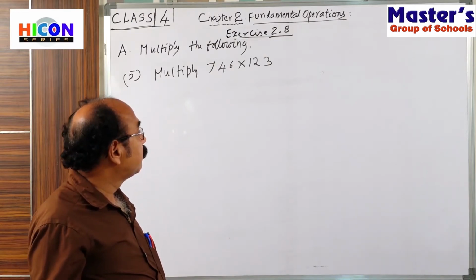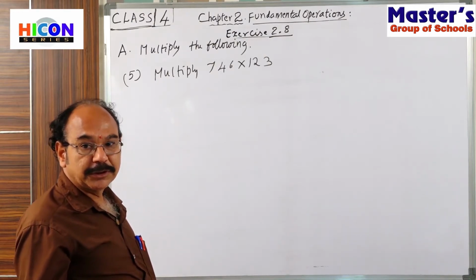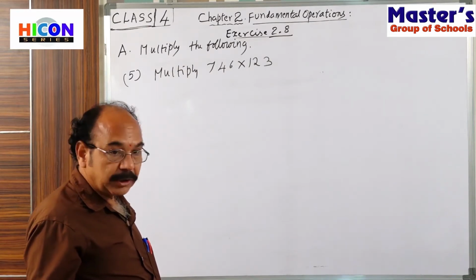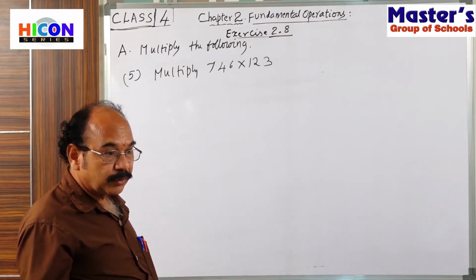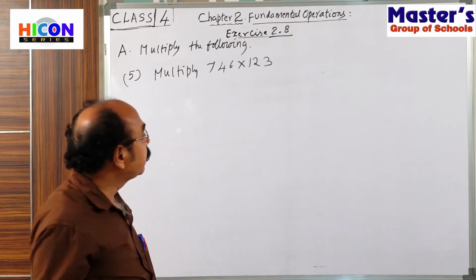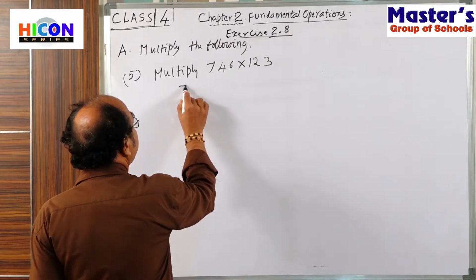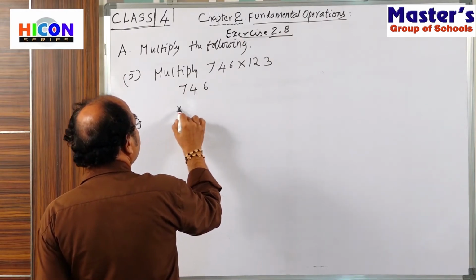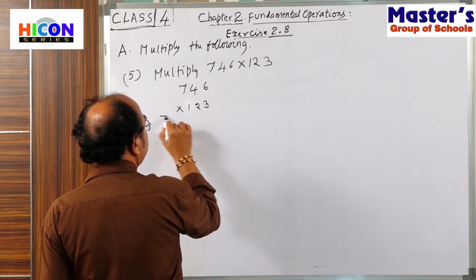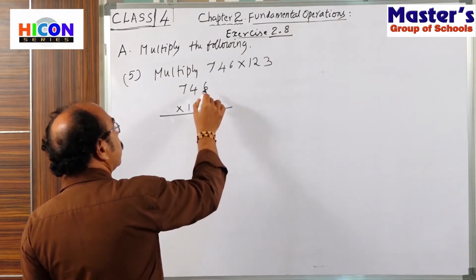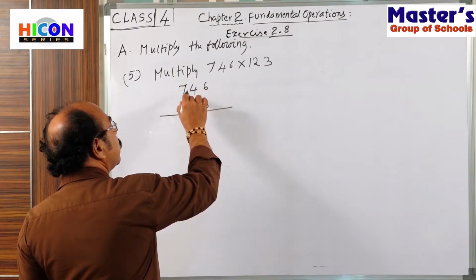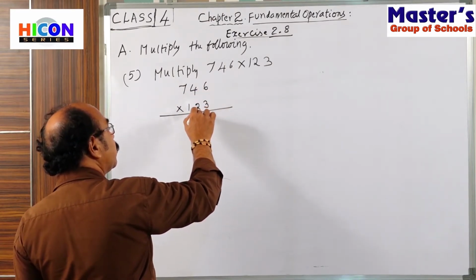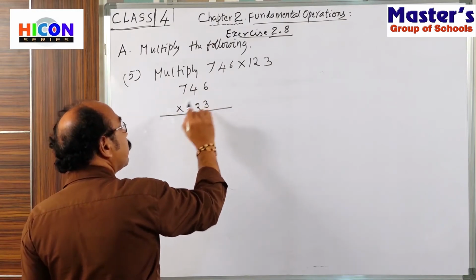Right. Before going to a particular procedure, first of all, according to your habitual method, you do it. 746 into 123. What will you do? First of all, you multiply all the digits of this number with 3 first. Next, multiply it with 2. Then multiply it with 1. Okay, children.